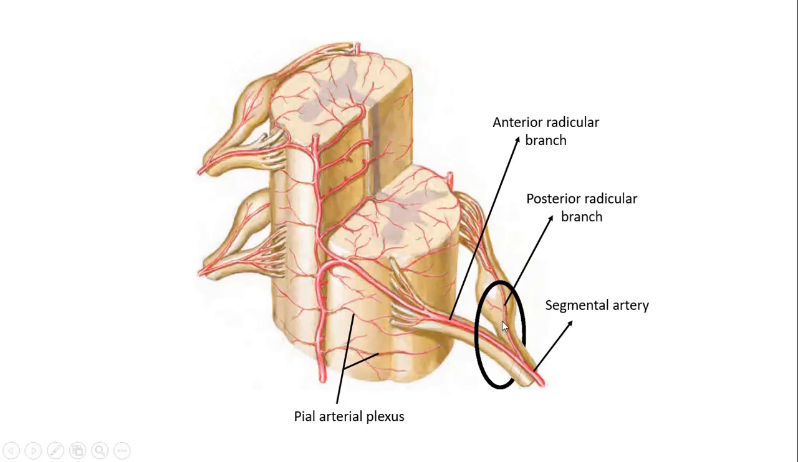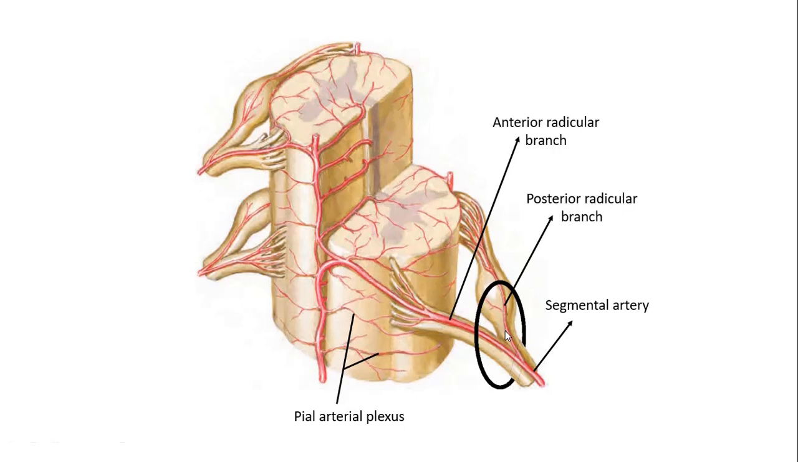The small posterior radicular branches also supply the dorsal root ganglia, which is shown over here. Branches enter at both the ganglionic poles to be distributed around ganglion cells and nerve fibers. These are the two ends. It will be supplying at both ends of the dorsal root ganglia.